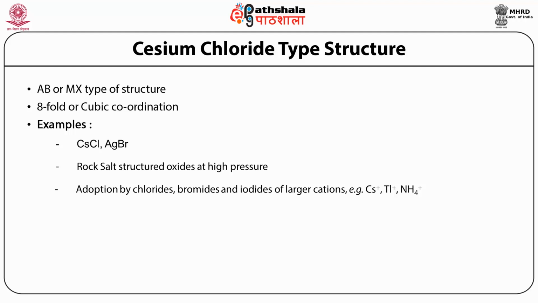The cesium chloride type structures have primitive cubic lattice, and the motifs are: for anion X it is 000, for cation M it is half half half. So it has one formula unit per unit cell.